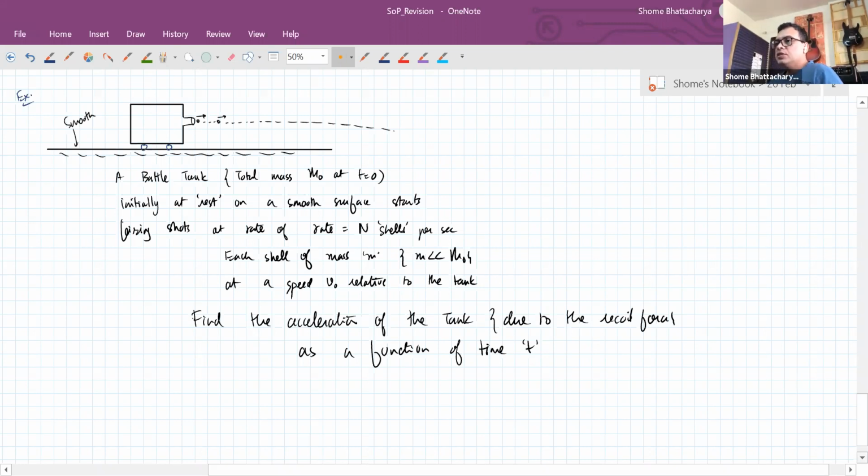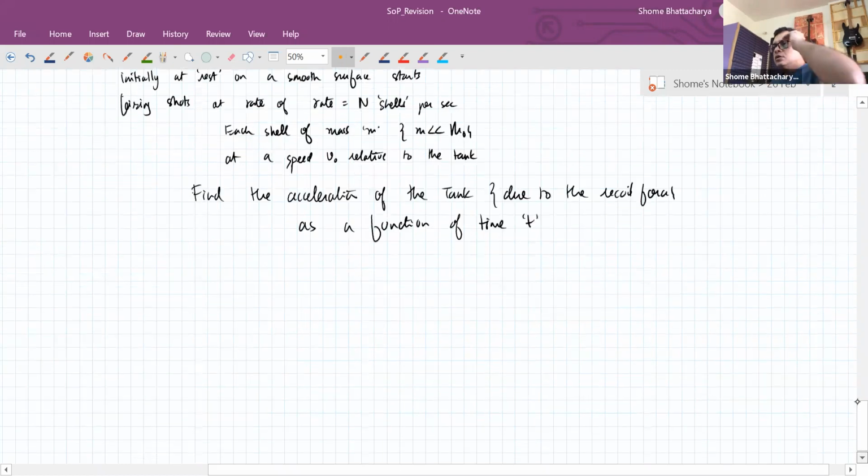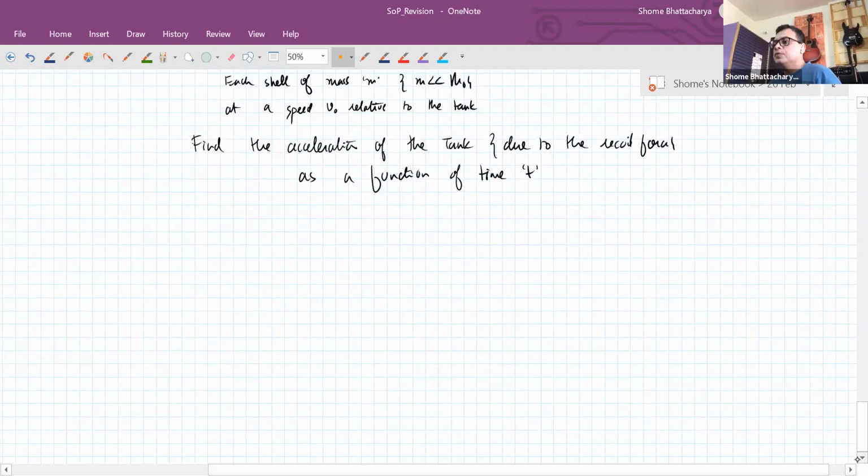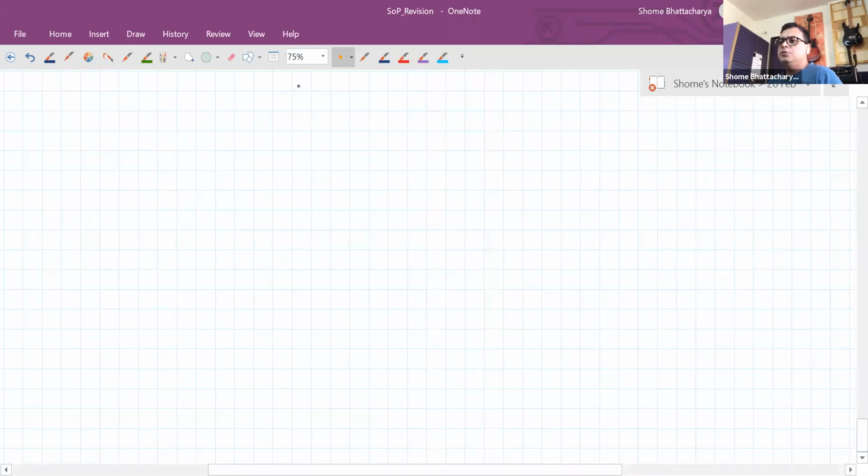Okay, so this type of question can be solved by different methods, including impulse momentum, variable mass system, etc. But we will solve it here by very simple understanding of conservation of linear momentum. Okay, so initially at t equal to zero, this was a mass m naught.